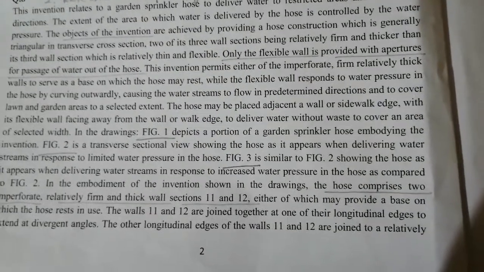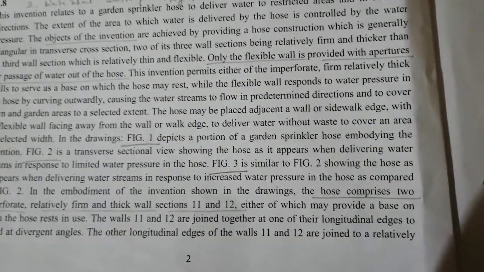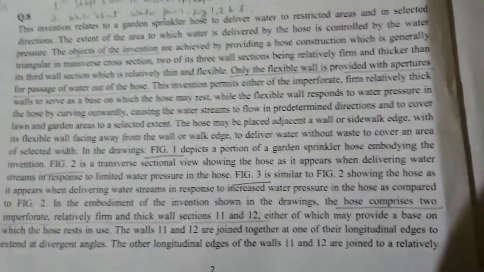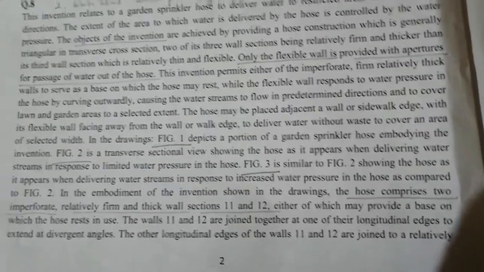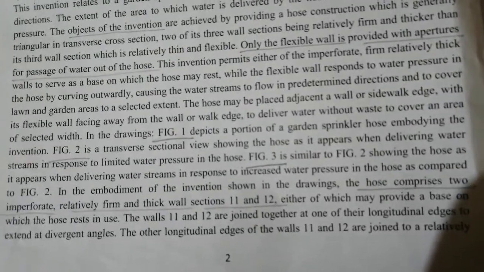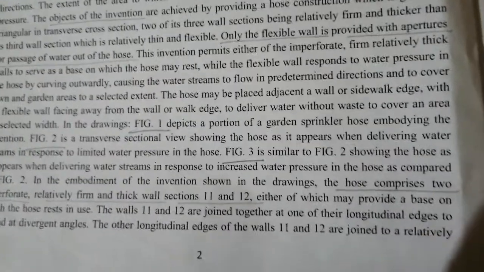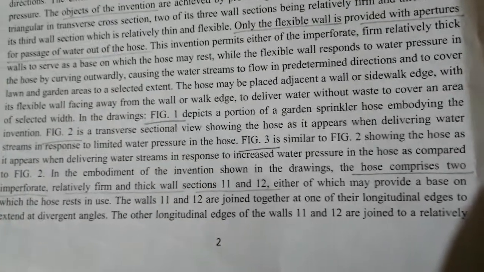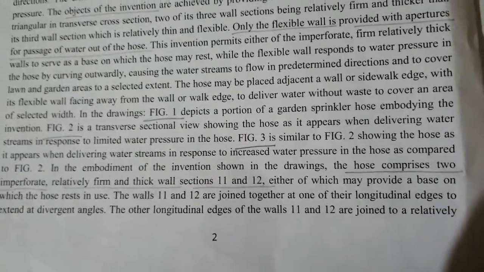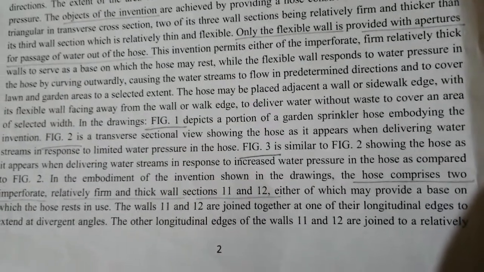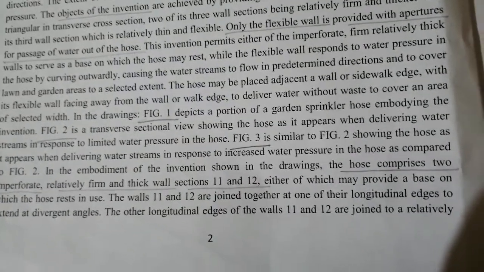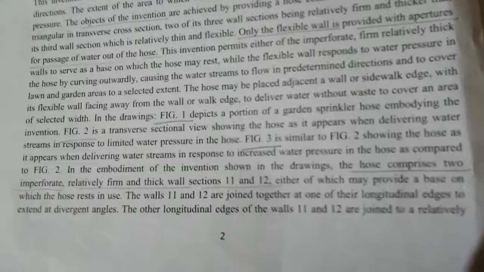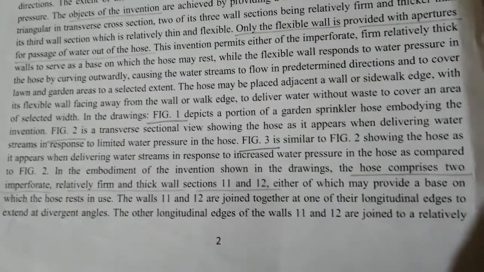This invention permits either of the imperforate, firm, relatively thick walls to serve as a base on which the hose may rest, while the flexible wall responds to water pressure in the hose by curving outwardly, causing the water streams to flow in predetermined directions and to cover lawn and garden areas to a selected extent. The hose may be placed adjacent a wall or sidewalk edge, with its flexible wall facing away from the wall or walk edge to deliver water without waste to cover an area of selected width.